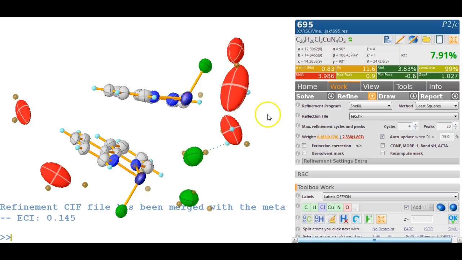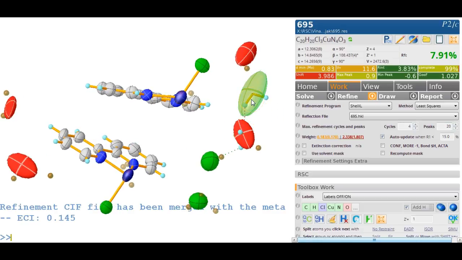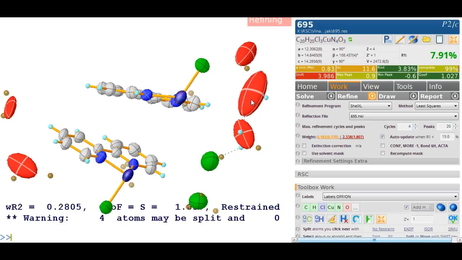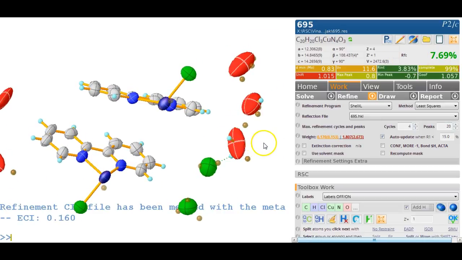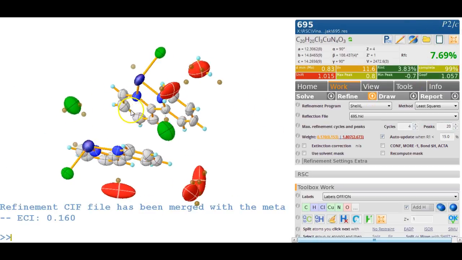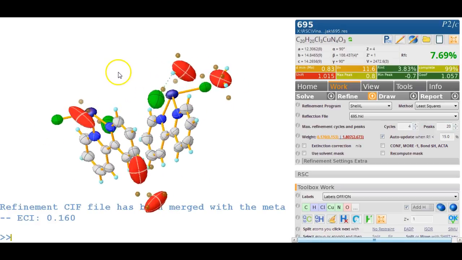So it's still a fully occupied water. Let's try making this half occupancy as well. Control R. And the R factor is dropping some more, so that wasn't such a bad guess. So I suspect right now, if you click on this, it should put everything together. So we've got this sort of arrangement here.